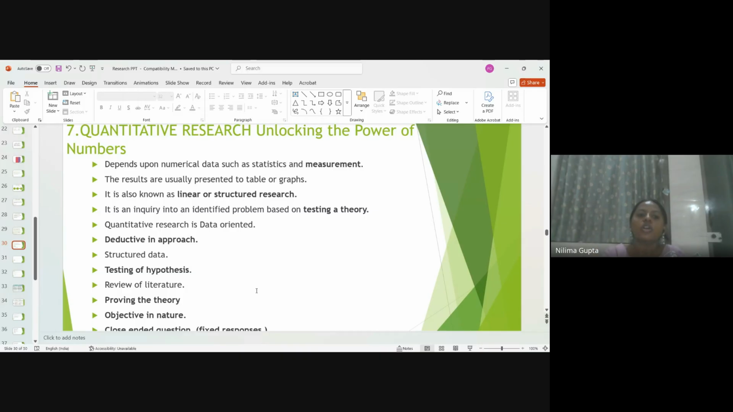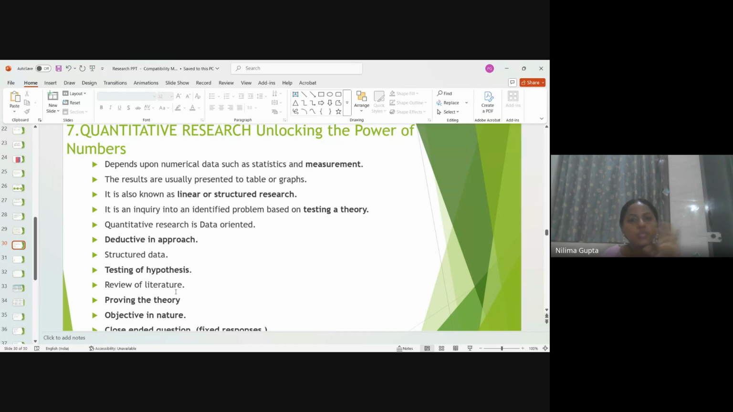Okay, so quantitative depends upon numerical data, statistics, and measurement. They are basically depending upon graphs and tables, represented in that particular manner. Quantitative research is also called structured research or linear research. Why is it structured? Because everything is already pre-planned and designed in a quantitative research.